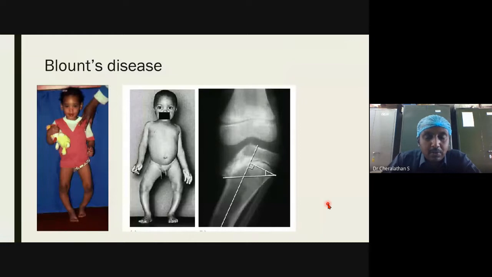Now this is Blount's disease. What is Blount's disease? This is a congenital dysplasia or bone dysplasia. You can say it congenital or developmental. If it is present at birth, it is congenital. If it usually occurs at growth, it is developmental. And usually it is named as a developmental problem because it is observed only when the child starts to walk at the age of 1 year.